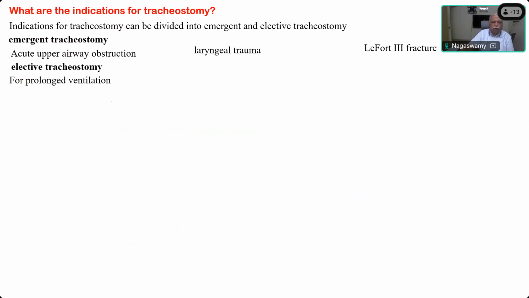So the first and foremost indication is prolonged mechanical ventilation. The second is for patients who have copious secretions which are not easily removed through an endotracheal tube. You can do a tracheostomy for tracheal and pulmonary toileting. And patients who are suffering from neuromuscular disease, who have difficulty in breathing, can be given a tracheostomy because it will help to reduce the anatomical dead space, and ventilation will be much better with their poor muscular effort. So that is one indication. Any subglottic stenosis is also an indication.